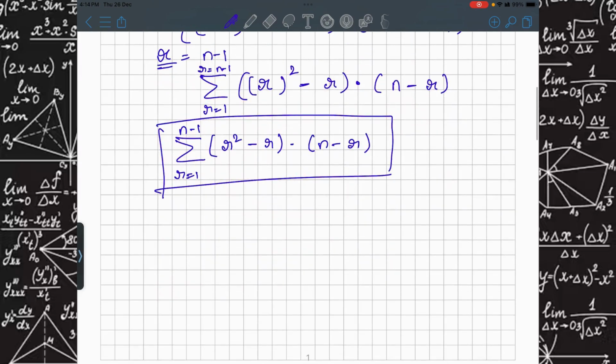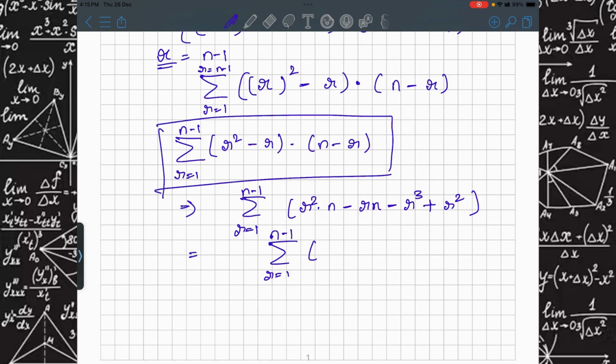So let's solve this. R equals 1 to n minus 1. Let's multiply this: r square times n, minus r n, minus r cube plus r square. Now let us again simplify this. Summation of r equals 1 to n minus 1. We will rewrite this in this form.